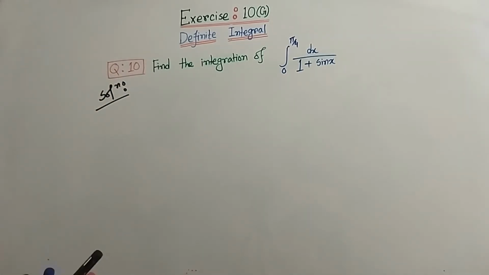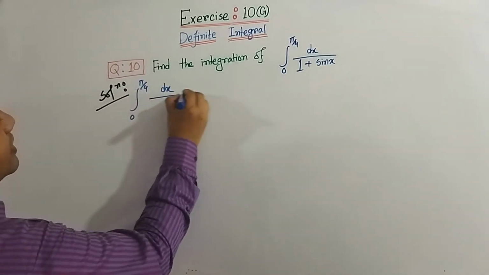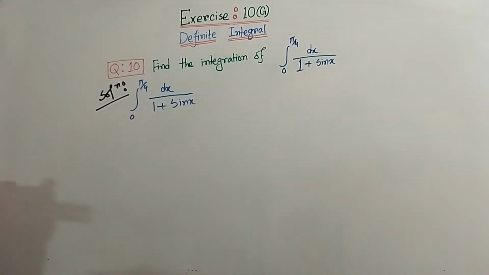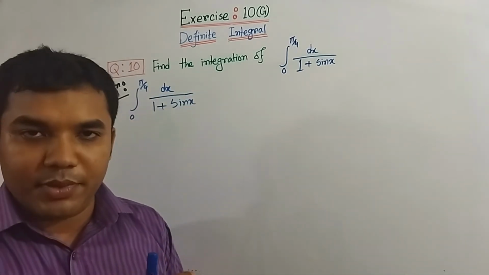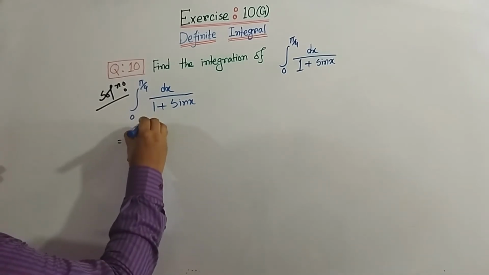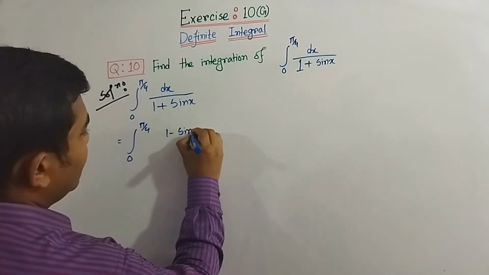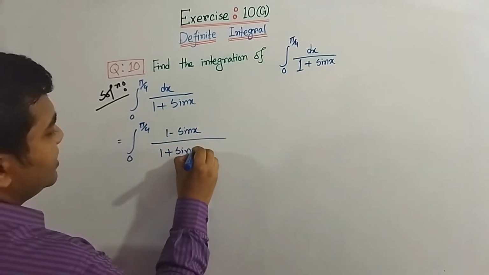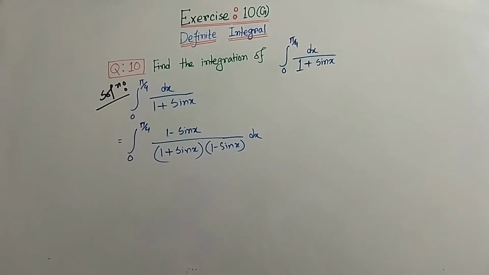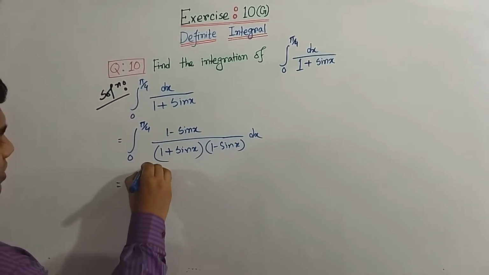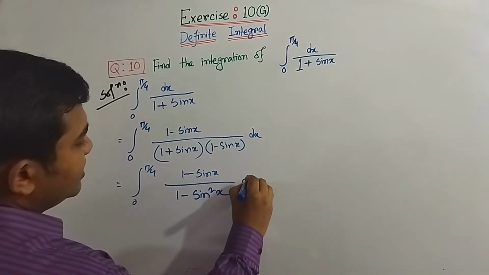Here is given the integration from 0 to pi by 4 of dx by 1 plus sin x, isn't it? To solve these types of problems, first we will multiply both numerator and denominator by the opposite sign of it. If we do that, then you will get 1 minus sin x divided by 1 plus sin x into 1 minus sin x dx. Okay, then 1 minus sin x divided by 1 minus sin square x dx.